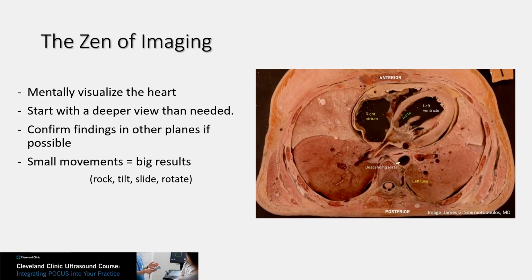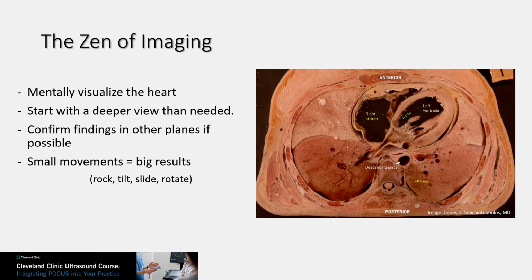Here we will talk about the zen of imaging. It's very important for you, when you are assessing the heart with an ultrasound, to be able to orient yourself to the 3D positioning of the heart in the chest cavity. Any abnormality in the chest cavity, be it associated with the heart or lung, will alter the position of the heart. So when you are performing it, try to visualize how the heart is situated within the chest cavity, and it will make your life very easy. Another important point is small movement is big results. Try not to move too much.